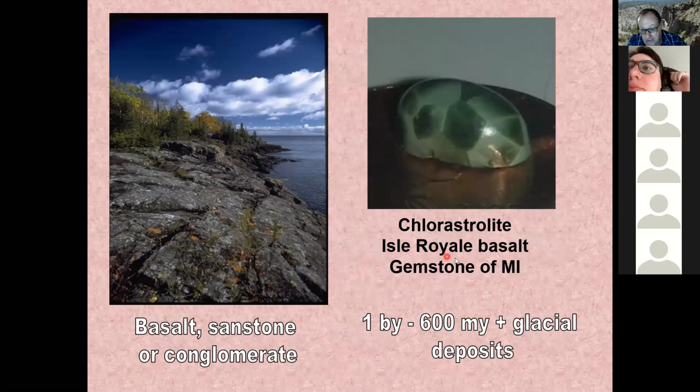The basalt found on the island is the gemstone of Michigan. And this is what it looks like polished up, which sometimes you can find on the island polished by the glaciers. This area was glaciated at one time, so some of this basalt did get polished through the glacial movement.